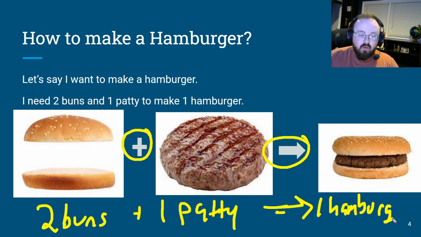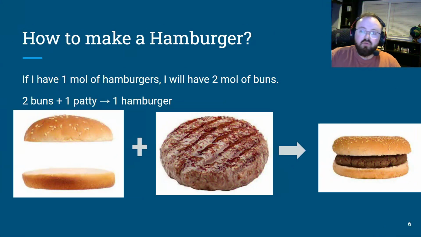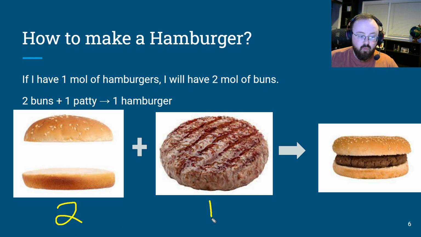And so already we kind of have a chemical equation set up. So this is something that we can make into a chemical equation here. Every time that I have 2 buns and 1 patty, I get 1 hamburger. So I kind of rewrote this, made it look a little bit nicer here. But we have this idea that I have a ratio: 2 of this to 1 of this to 1 of this.